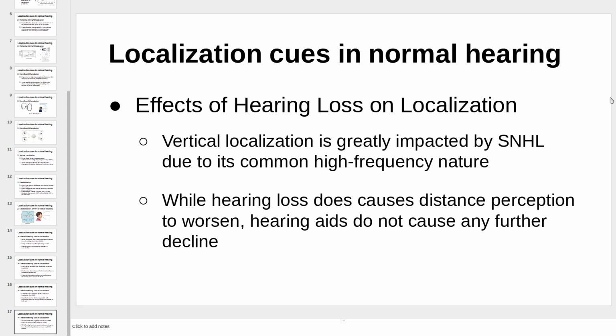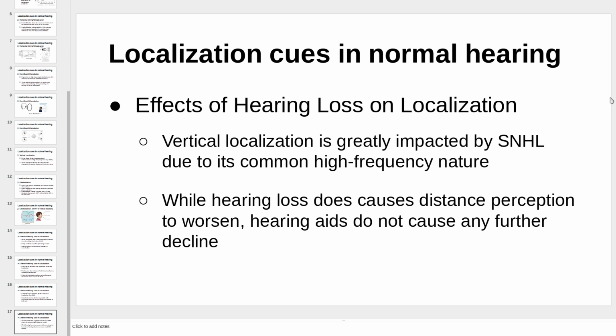Okay, some other effects of hearing loss on localization. Regardless of whether you have hearing aids or not, vertical localization is going to be impaired because we're talking about frequencies that are really above 4,000 hertz. Maybe you could get a little bit of benefit, especially if we're talking about a fairly mild high-frequency hearing loss with some of these newer hearing aids that have extended bandwidth out to 8K or 10K.